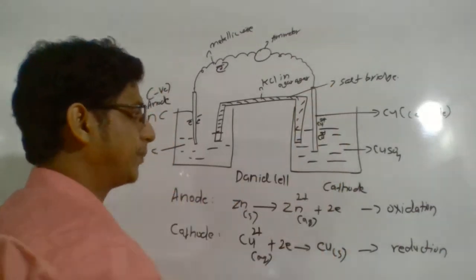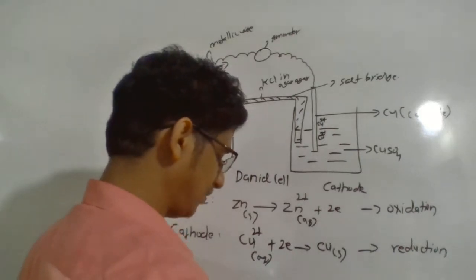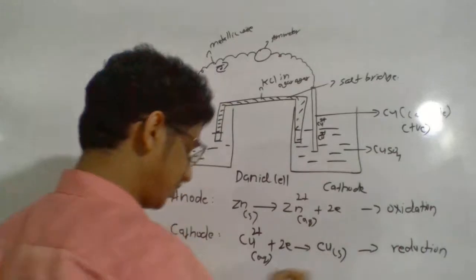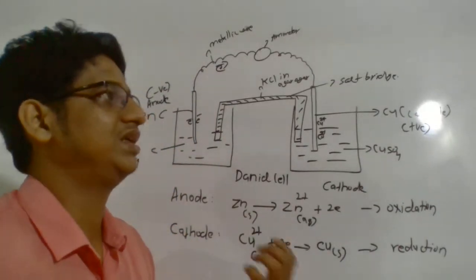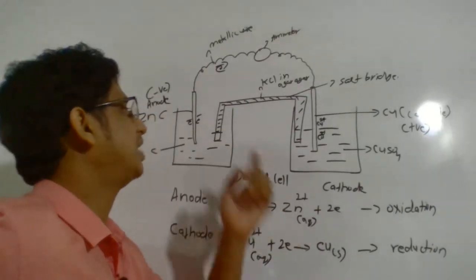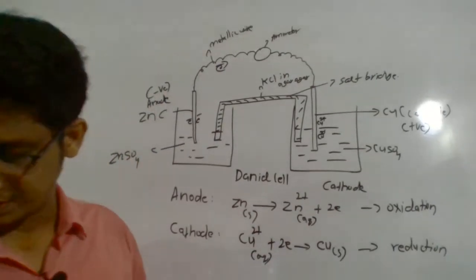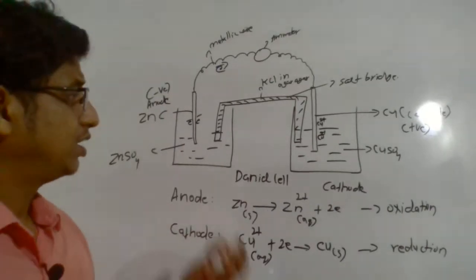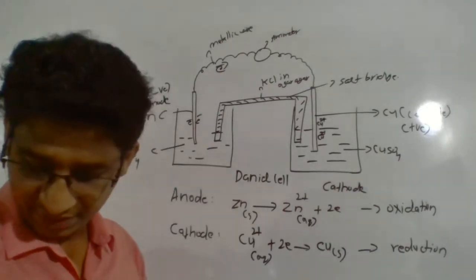So here a positive charge will be there around the electrode, hence cathode will be always positive in a galvanic cell. That's the main difference between an electrolytic and a galvanic cell, where in a galvanic cell anode is negative, cathode is positive, just the opposite in an electrolytic cell. So that is the primary idea that you can have related to the galvanic cell.